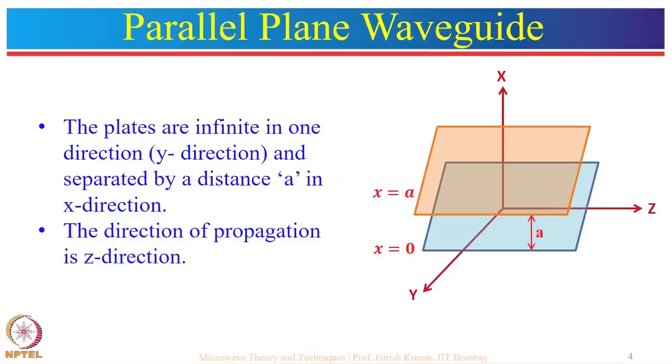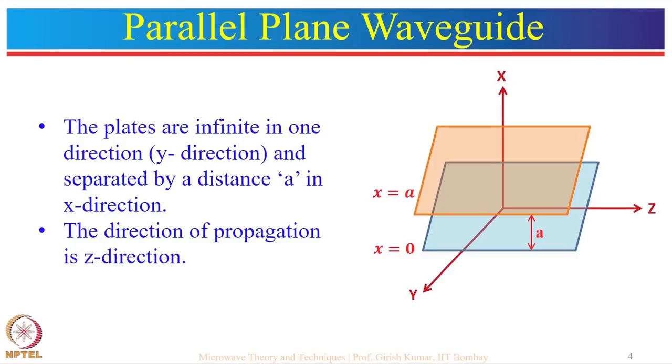In parallel plane waveguide, there are two metallic plates separated by a distance a in x direction, and these plates are extended to infinity in y direction, and the direction of propagation of electromagnetic wave is taken in positive z direction. Now let's see how electromagnetic wave propagates in this parallel plane waveguide.